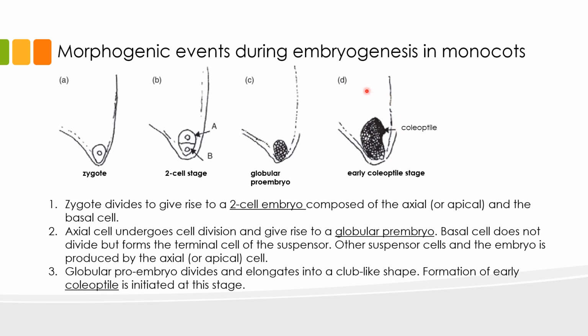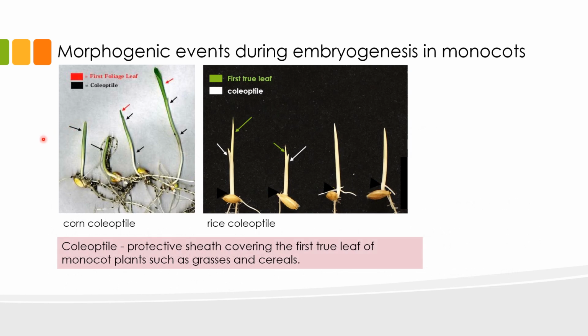This is the early coleoptile stage, and as the name suggests, this is when the formation of the early coleoptile is initiated. The coleoptile is the protective sheath covering the first true leaf of monocot plants, such as grasses and cereals.